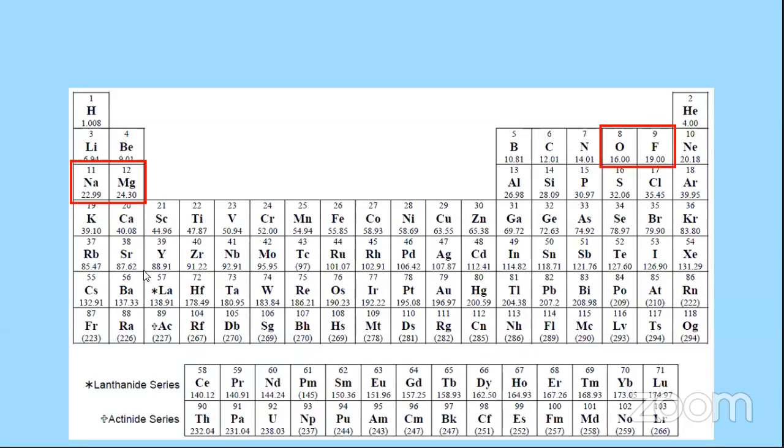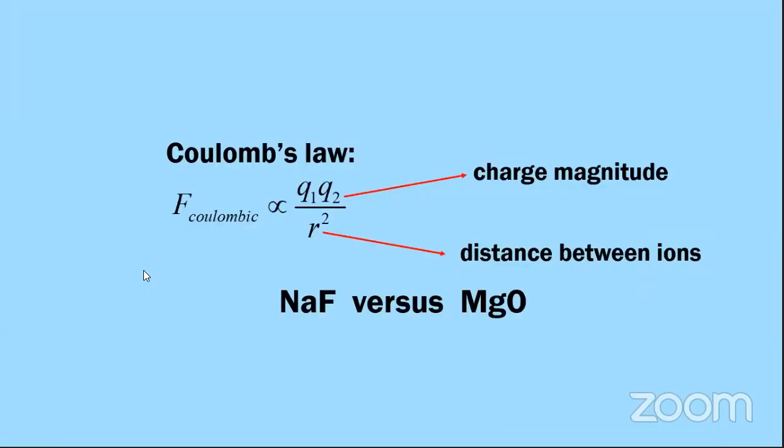But as you probably know, with respect to the charge on the ions, we're talking about +1 for sodium, +2 for magnesium, -2 for oxygen, -1 for fluorine. So therefore, if I'm comparing sodium fluoride, which is +1, -1, with magnesium oxide, which is +2, -2, a higher charge magnitude is what's going on here.